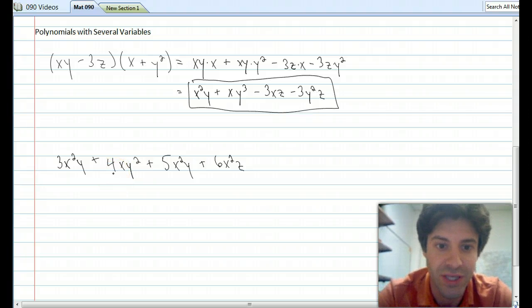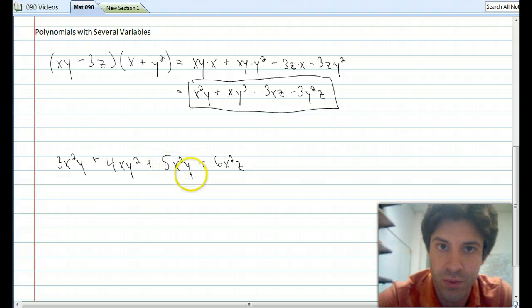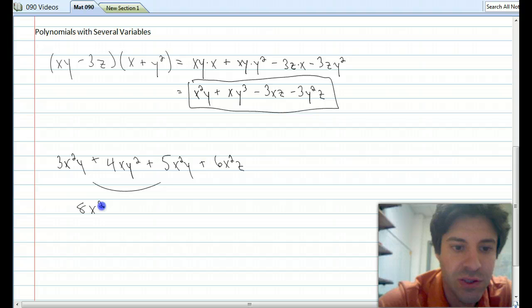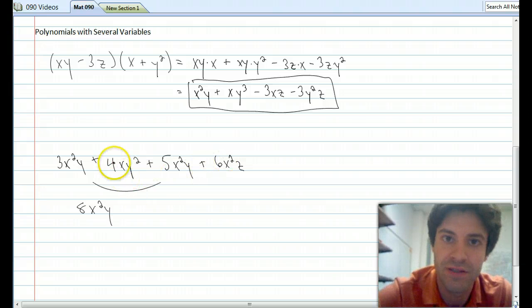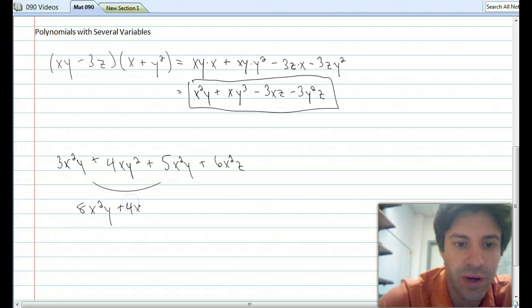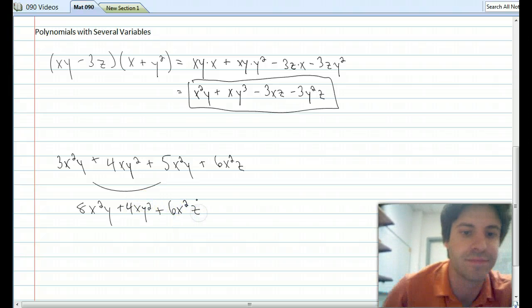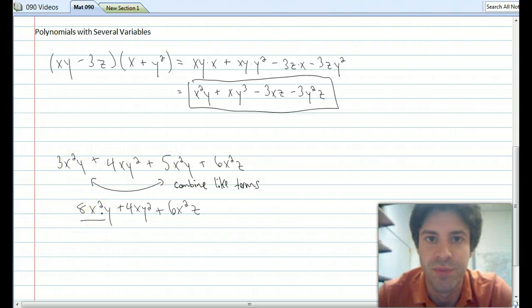But there are 2 terms that we can combine, 3x squared y and 5x squared y. We can combine into an 8x squared y. We just added 3 plus 5. The other 2 terms are not like terms, so we can't combine them in any way. We just copy it down, 4xy squared plus 6x squared z. So in this example, we combined our like terms and ended up with the polynomial below.